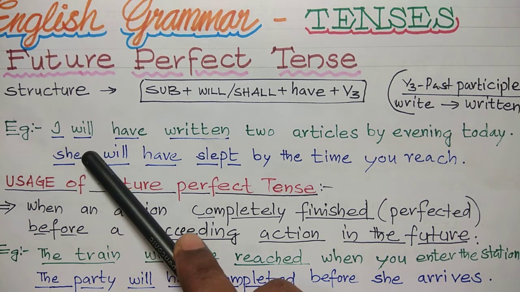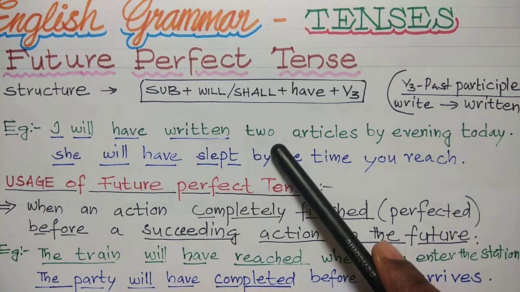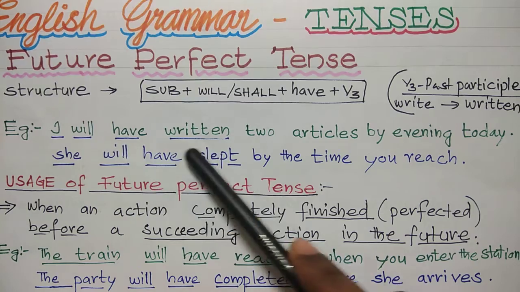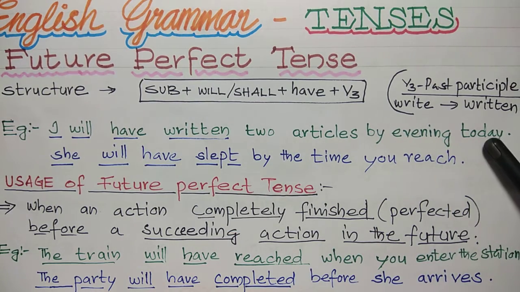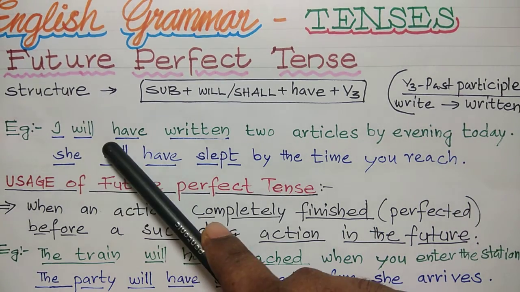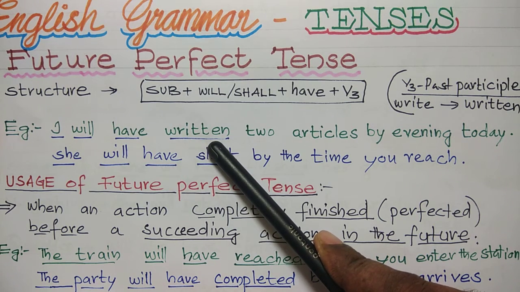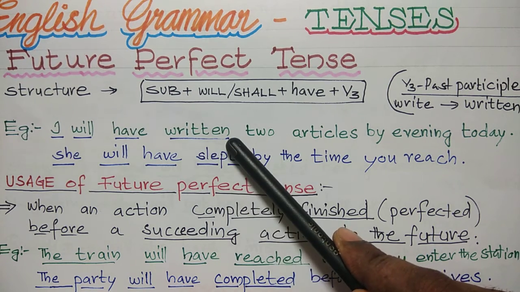See an example. I will have written 2 articles by evening today. I plus will plus have plus past participle form, that is V3 form of write, that is written.